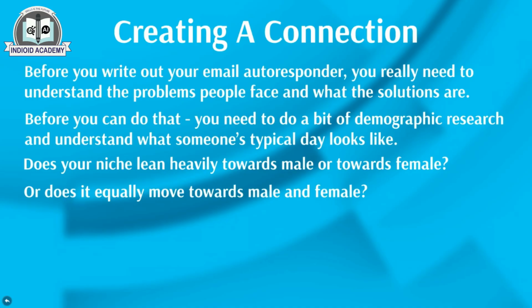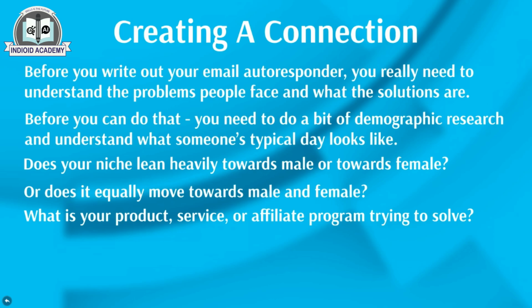Or does it equally move towards both male and female? In other words, for it to lean just towards female, the niche would have to be, let's say, 90% female, or even 95% female, or even 75%. But even at 75%, you're kind of moving towards that 50%, so that it's both male and female. But if it's heavily towards males or heavily towards females, 80% or above, or 90% or above, then you want to jot that down. The next question is, what is your product or service or affiliate program trying to solve?